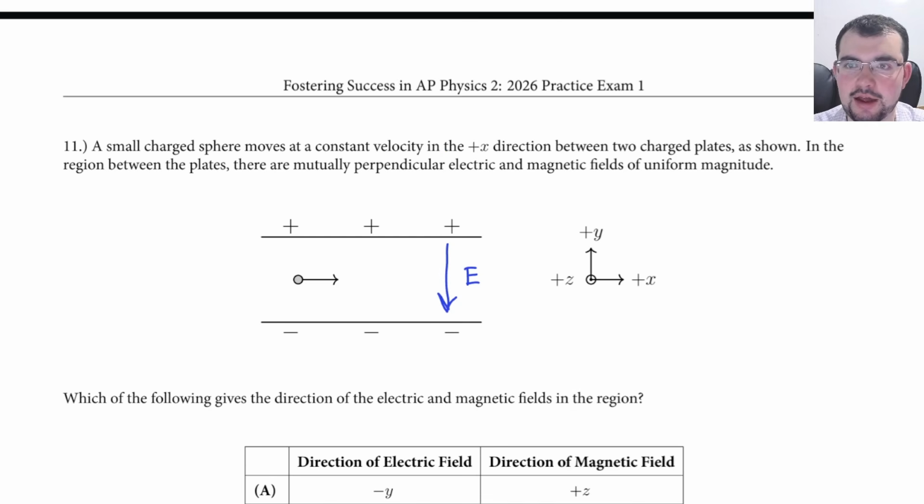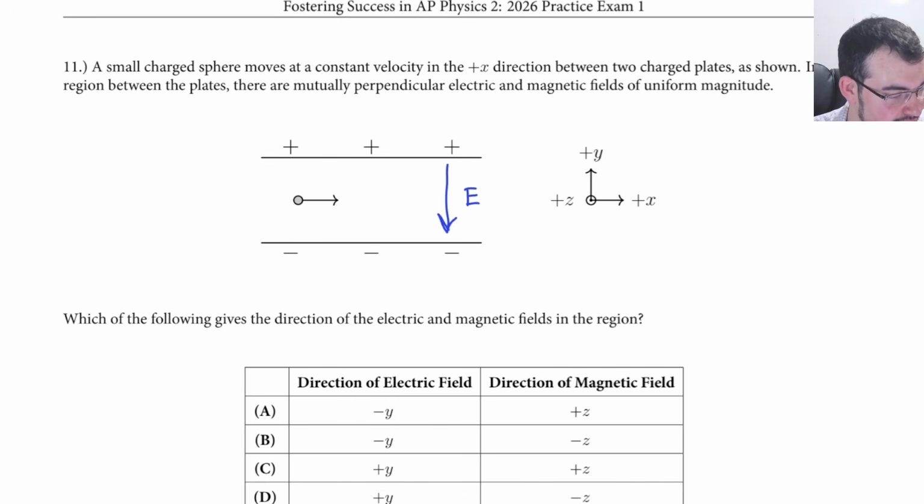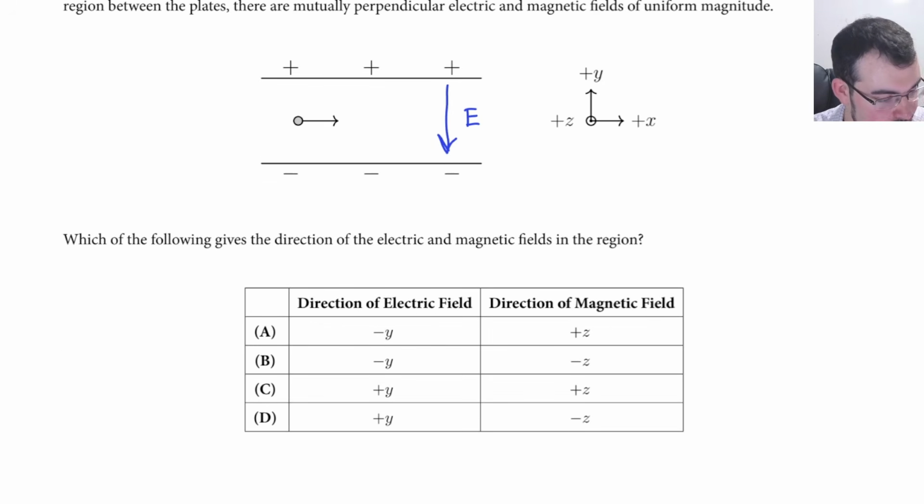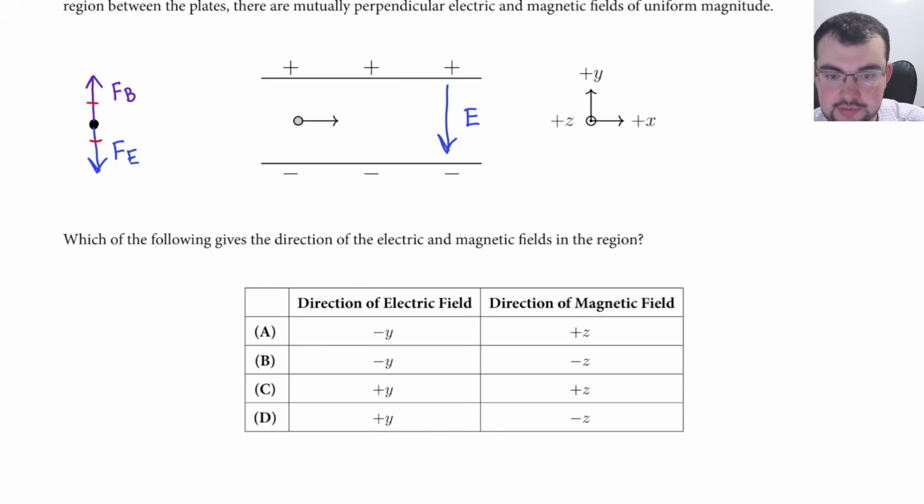And interestingly enough, we don't have to tell you if this sphere is positive or negative. We'll just pretend it's positive. A similar argument works for the negatively charged version. So positives accelerate with the E field. So there will be an electric force down. But this is a constant velocity situation. So Newton's first law says that there must be a force balancing the electric force, which should be our magnetic force. So that means the magnetic force is up.